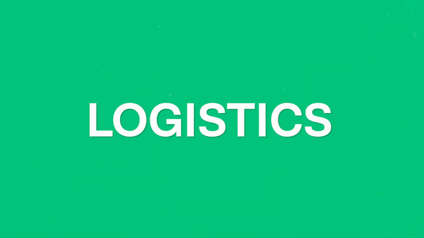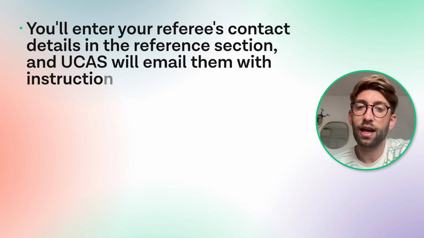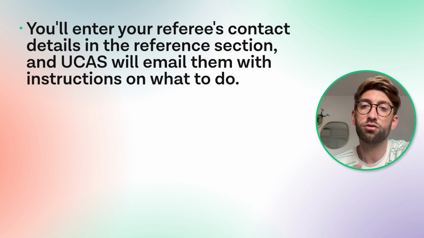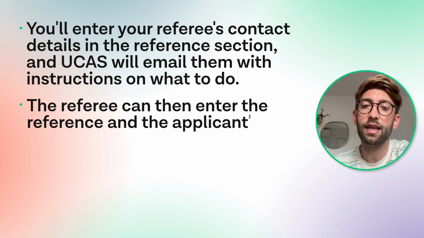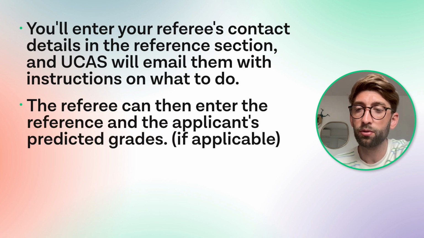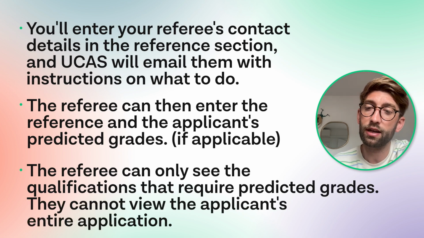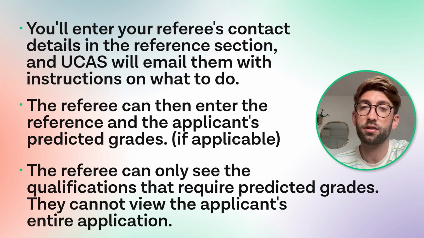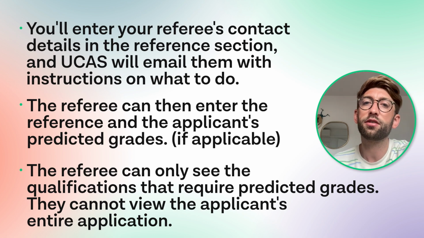Okay, so final little bit of logistics on the referee, and then we'll move on to choices. So you'll enter your referee's contact details in the reference section, and UCAS will email them with the instructions on what to do. This is if you're an independent. The referee can then enter the reference and the applicant's predicted grades if applicable. The referee can also see the qualifications that require predicted grades. They cannot view the applicant's entire application, so they only have their own little referee section that doesn't see everything else.